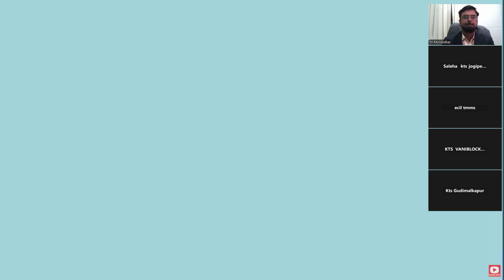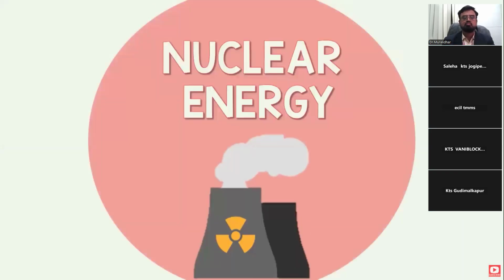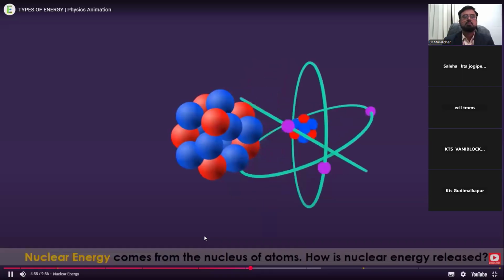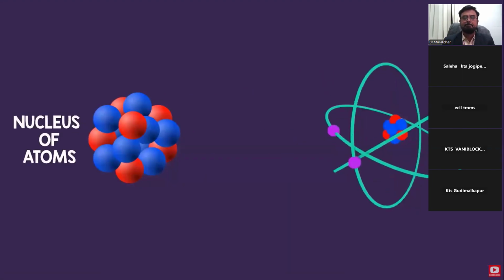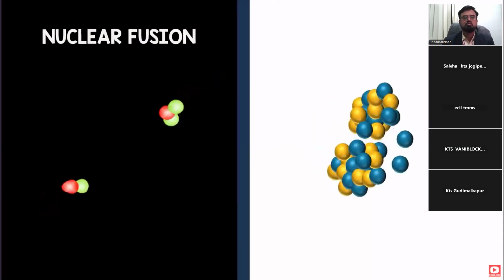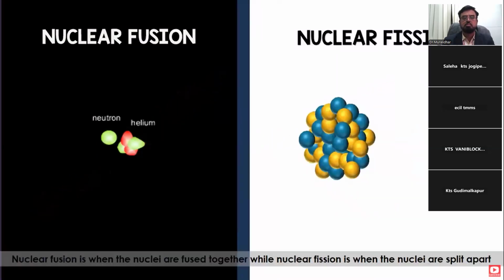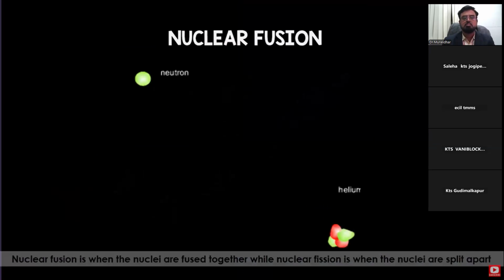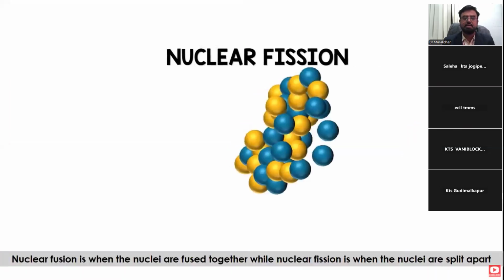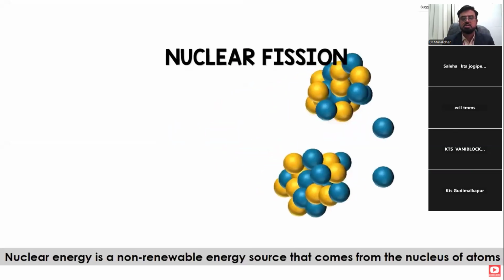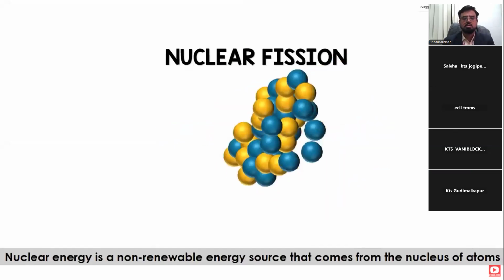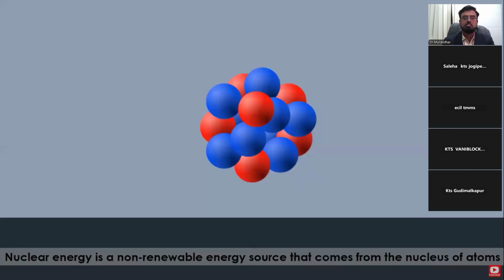The next type of energy is nuclear energy. Nuclear energy comes from the nucleus of atoms. How is nuclear energy released? It is released by nuclear fusion or nuclear fission. Nuclear fusion is when the nuclei are fused together, while nuclear fission is when the nuclei are split apart. Atom bombs. Nuclear energy is a non-renewable energy source that comes from the nucleus of atoms.